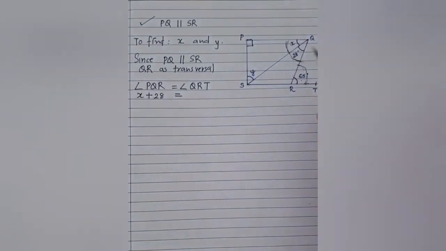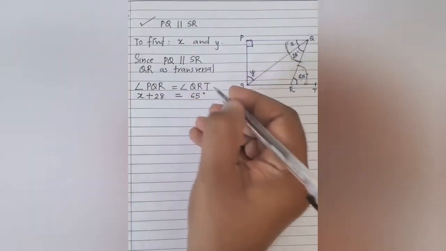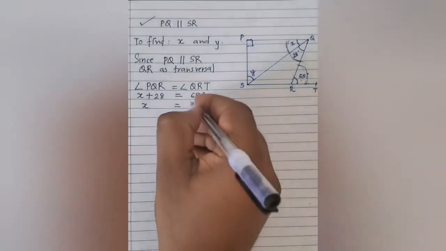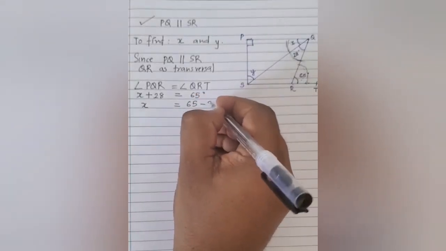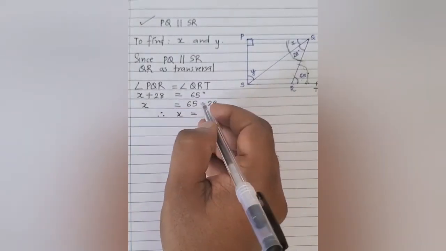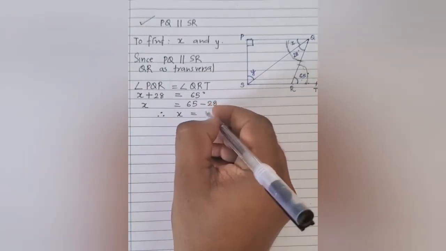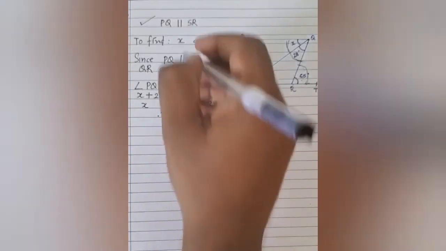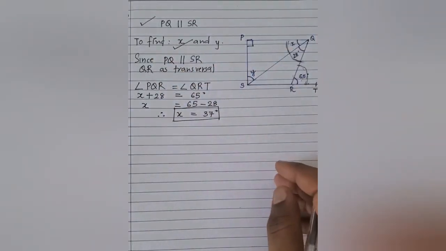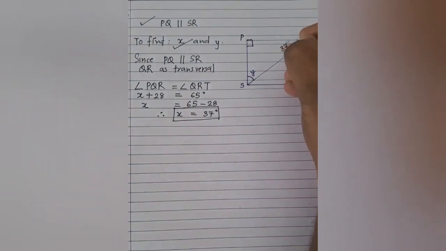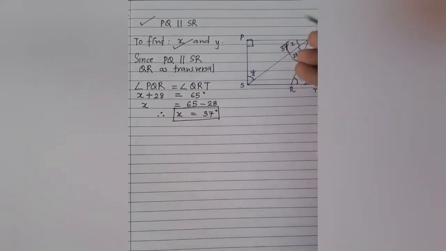is equal to QRT, which is given as 65 degrees. So if I solve this, x is equal to 65 minus 28, and hence the value of x, when I subtract 65 minus 28, I get the answer as 37 degrees. So I found the first part, I found x. Now what am I supposed to find? y. So this is 37 now.